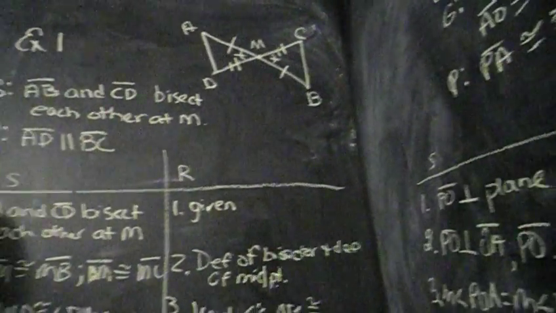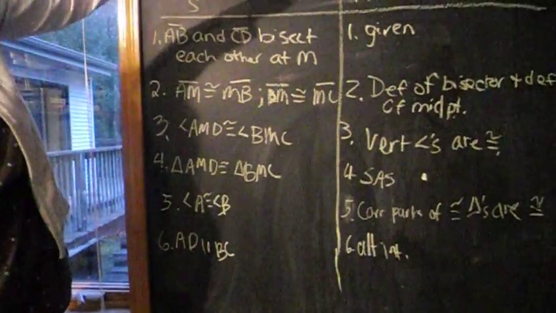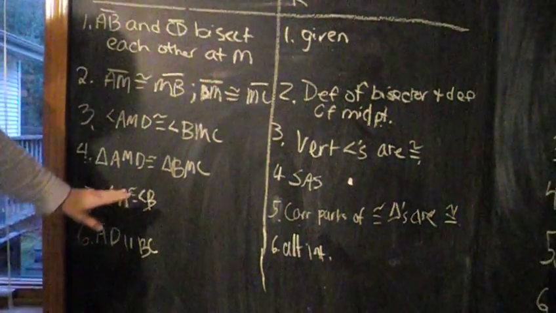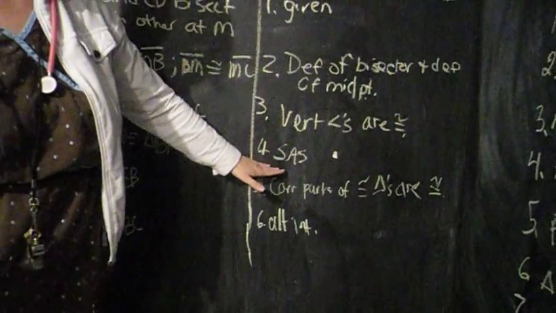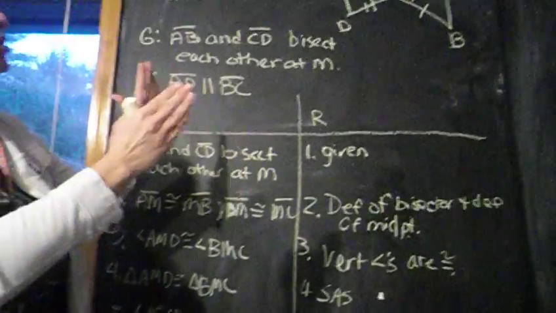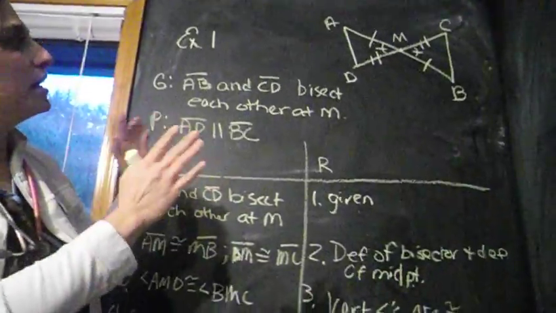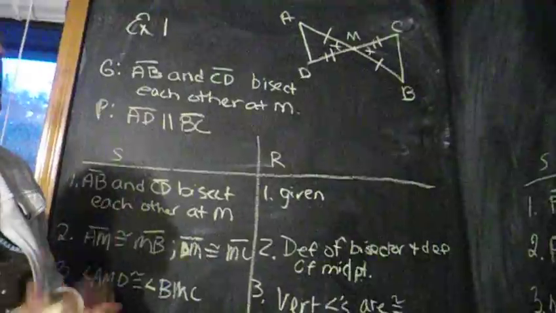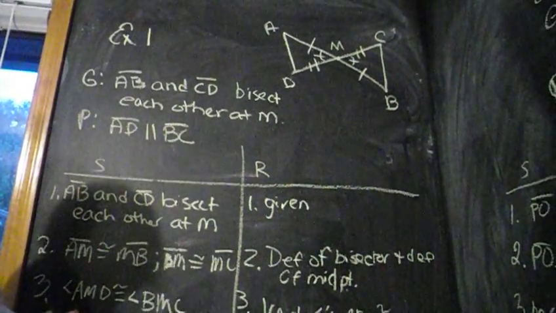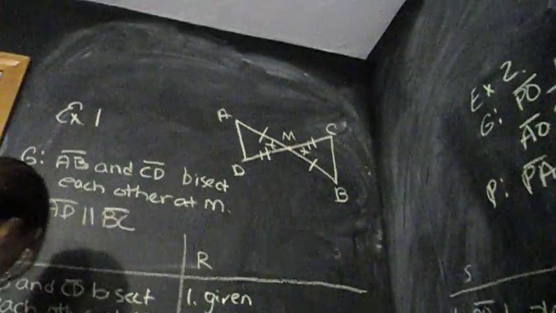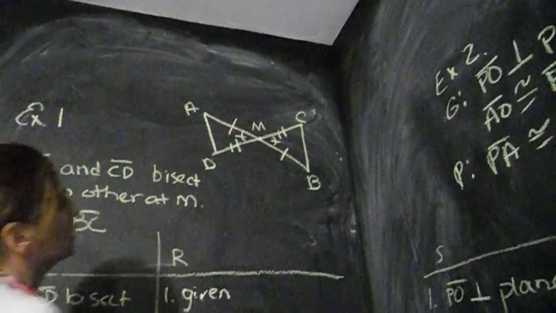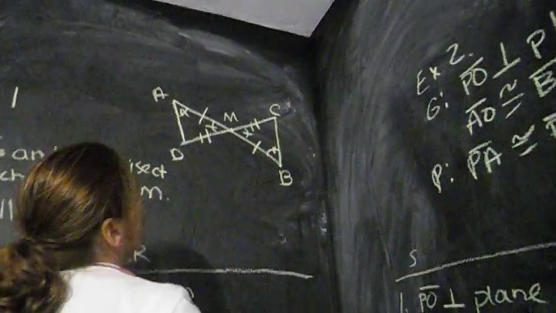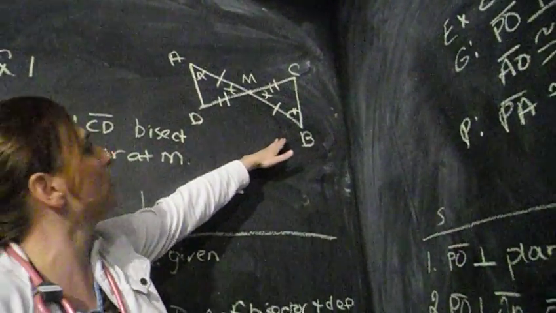Side angle side. So triangle AMD, make sure you get it in the right order, is congruent to triangle BMC. So we've already talked about the order of the letters. That's by side angle side. I know the two triangles are congruent. Therefore, all the corresponding parts of the congruent triangles are going to be congruent. I think I'm going to be able to use alternate interior angles here. Let's see the way they did it. Angle A is congruent to angle B, okay, that's exactly what I would have done, because corresponding parts of congruent triangles are congruent.